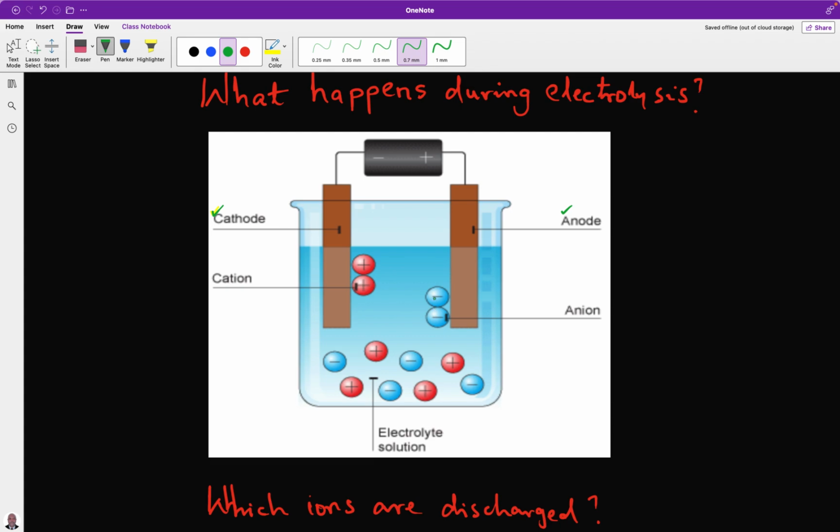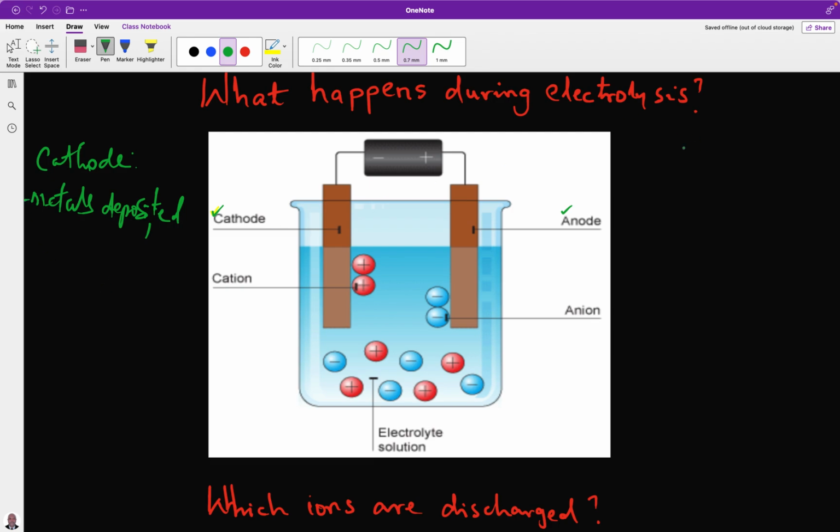So in all, we can summarize what happens during electrolysis. First, at the cathode, what happens? Metals are deposited at the cathode.